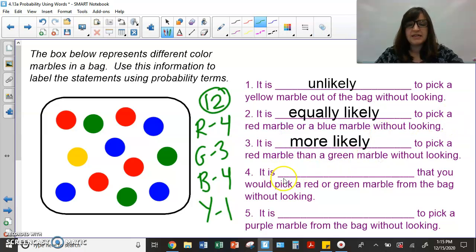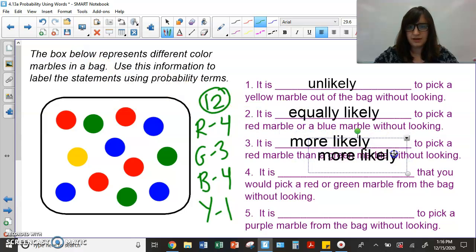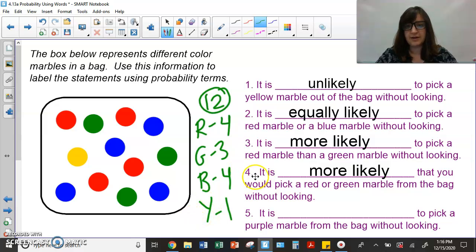Okay. Number four says it is blank that you would pick a red or green marble from the bag without looking. Okay. So if I have red and green and I combine them together, there's seven of them. Okay. Compared to the rest, there's only five left. So there's more of a chance that I would pick a red or green than I would pick a blue or yellow. So I would once again use more likely to describe this. It'd be more likely that I'd pick red or green than blue or yellow.